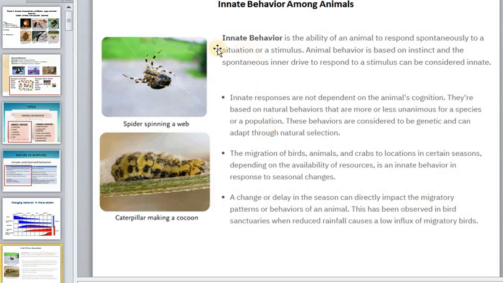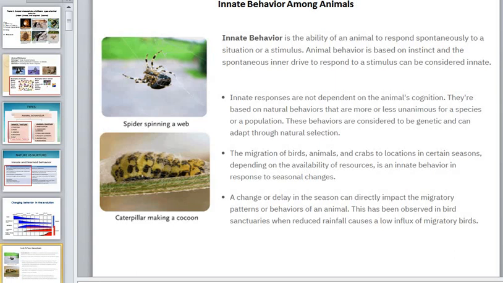And what is this? Innate behavior is the ability of an animal to respond spontaneously to a situation or a different stimulus, and animal behavior based on instinct and the spontaneous inner drive to respond to a stimulus can be considered innate. Innate responses are not dependent on the animal's cognition. They are based on natural behaviors that are more or less the same for a species or population, and these behaviors are considered to be genetic and can adapt through natural selection.